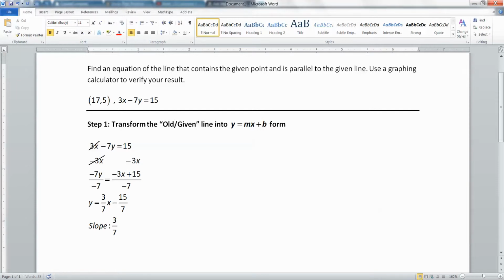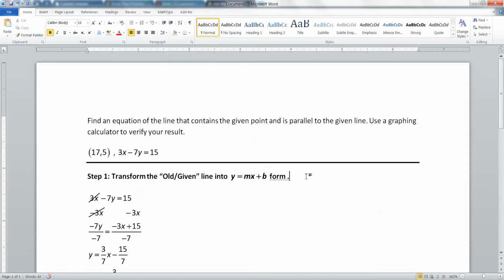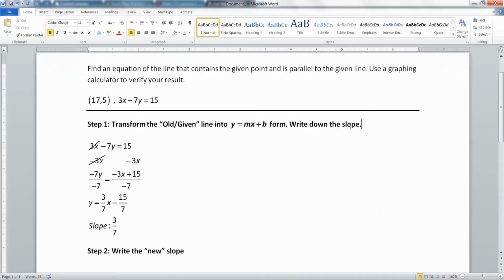Now I'll actually put that in here. Y equals mx plus b form, and obtain the slope. Well, no, I'm just going to leave it like that. And I'm going to say step 2 is to write down your new slope. Step 2, write the new slope. All right, so since they were parallel, I'm going to put that right here. Write down the slope. It's really the old line's slope.